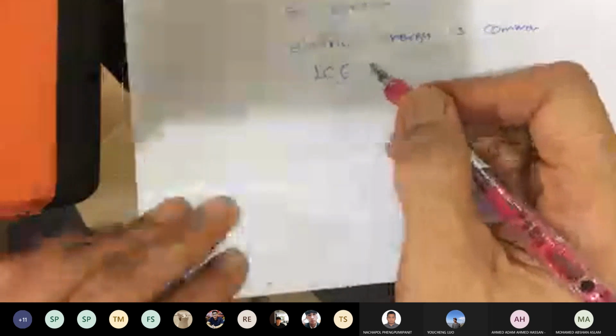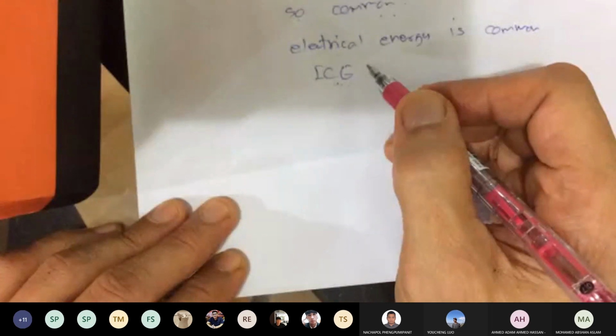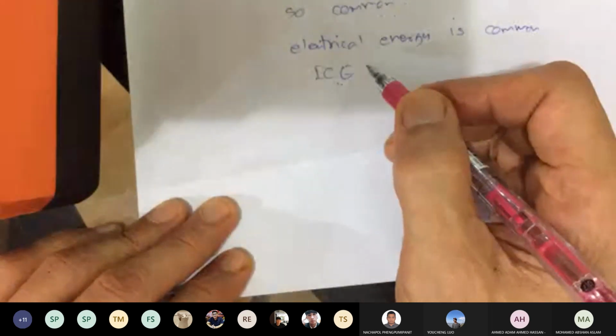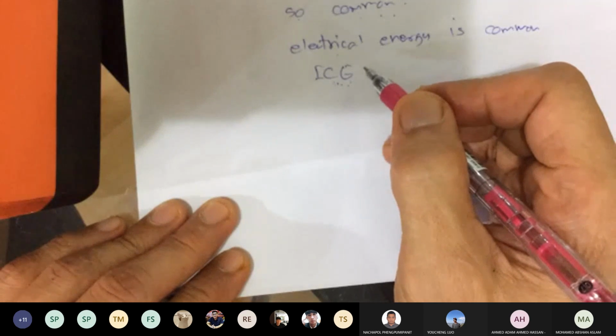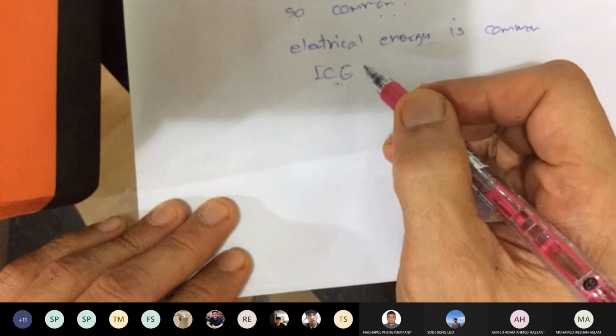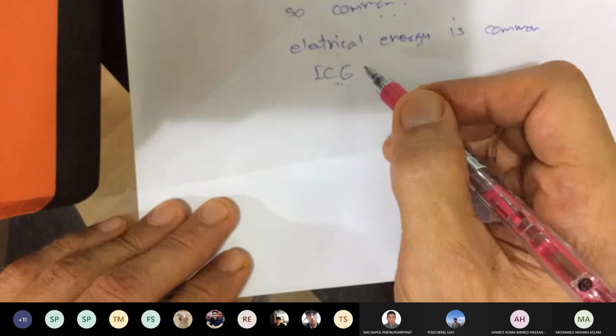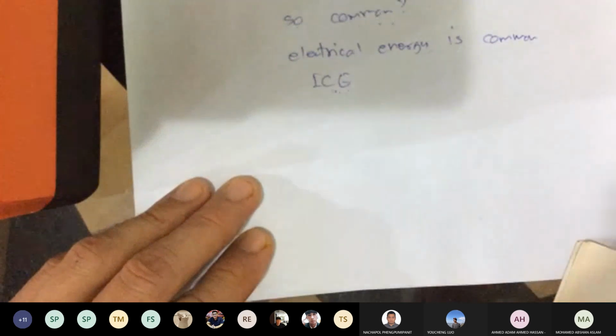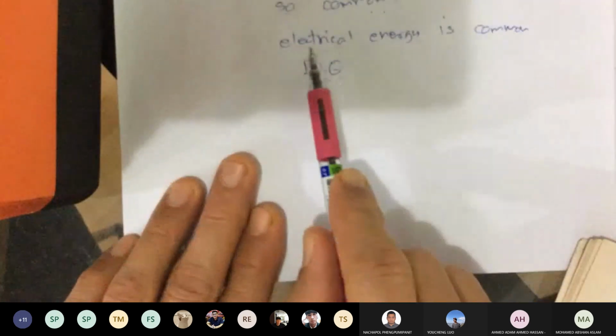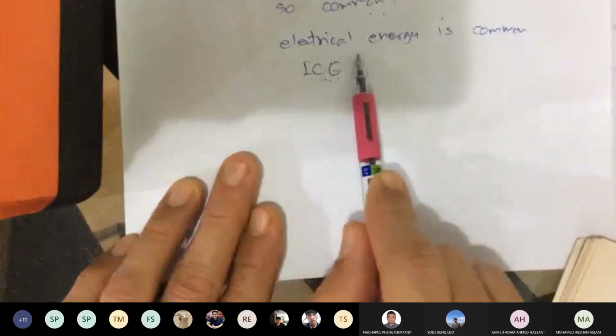So the question is, why are the cars that we see every day so common? The answer would be because oil is common. Crude oil, gasoline, diesel is common. So that's a good answer, I guess. We see electrical machines available a lot in our life today because electrical power or energy is common.